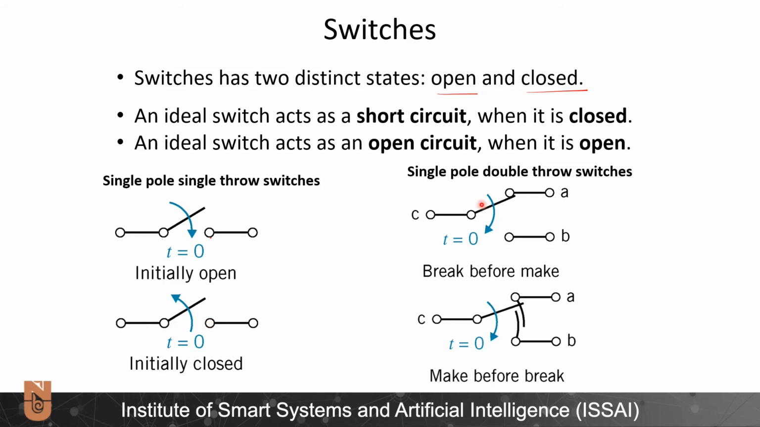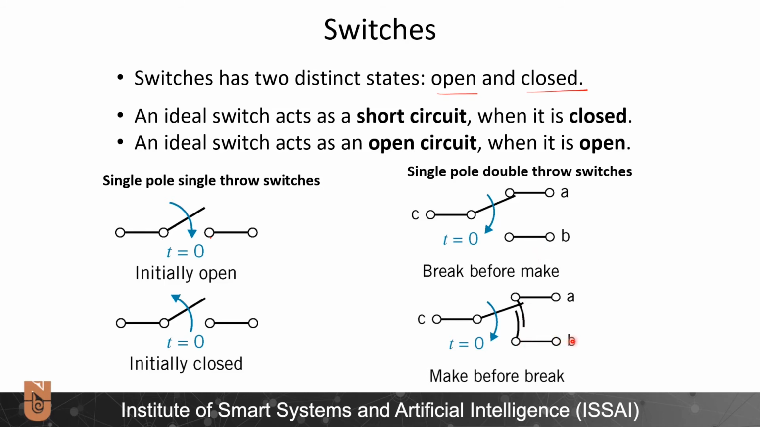Similarly, on the right side, we have single pole double throw switches. Here, at t is equal to 0, the connection between C and A is opened, and the connection between C and B is closed.